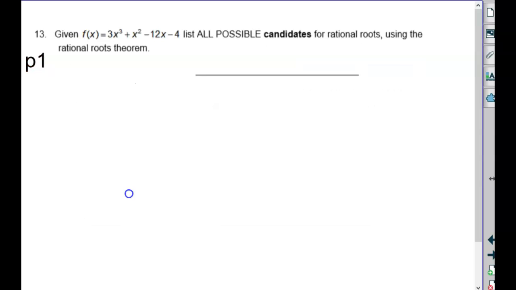Number 13. Guys, this says list all the possible candidates for rational roots. Okay, it doesn't say find them, it doesn't say graph and find them, it says list them. Do you remember? It goes all the factors of what? On the top.